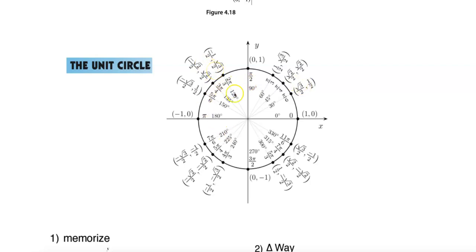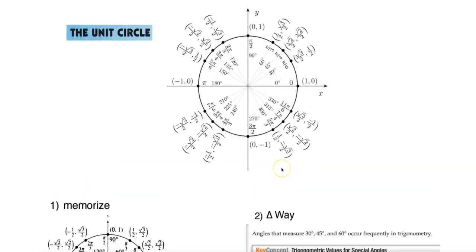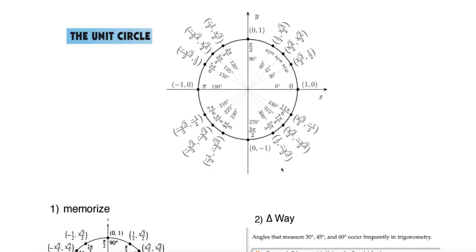Now, you're going to have to evaluate trig functions using the unit circle. Now, there's different ways to do it. Some people memorize it, not me. And some people do the triangle way, and some people do other ways. I'm a triangle person. But the general gist of this is this. We want you to be able to evaluate something like, what is sine of 60 degrees?